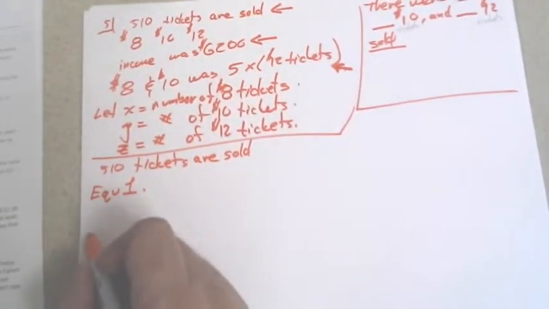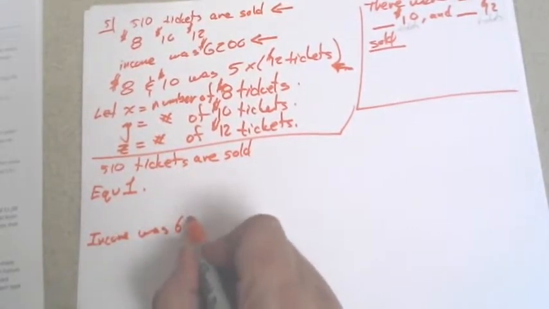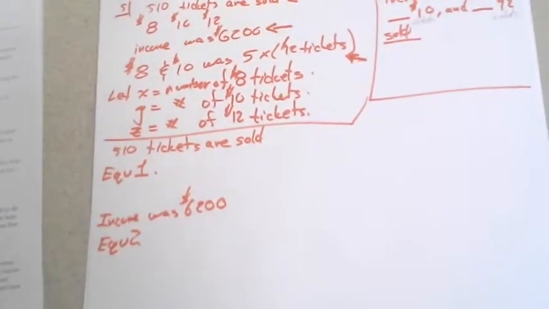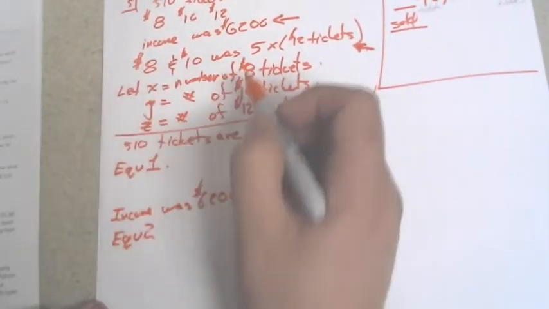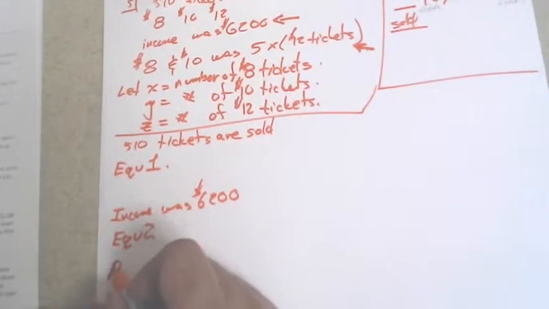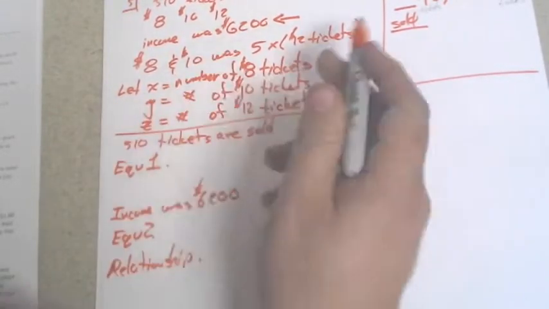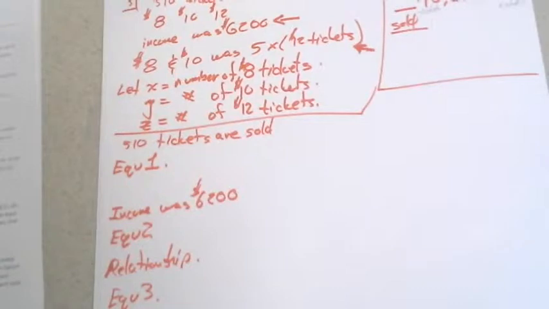The income was 6,200. That's going to be our second equation. This relationship, I'm just going to say the relationship about how many tickets of the 10 and the 8 and the 12s, how many of those were sold. Each of those sentences is going to become one of our equations in terms of x, y, and z.